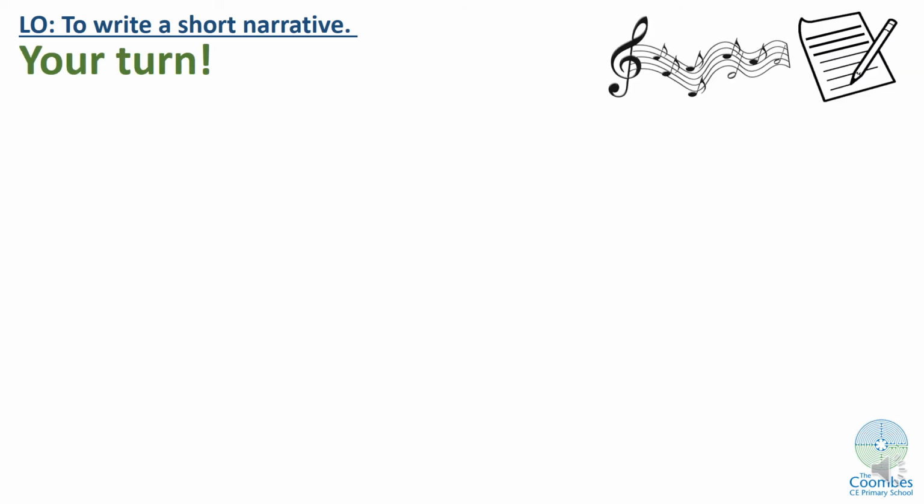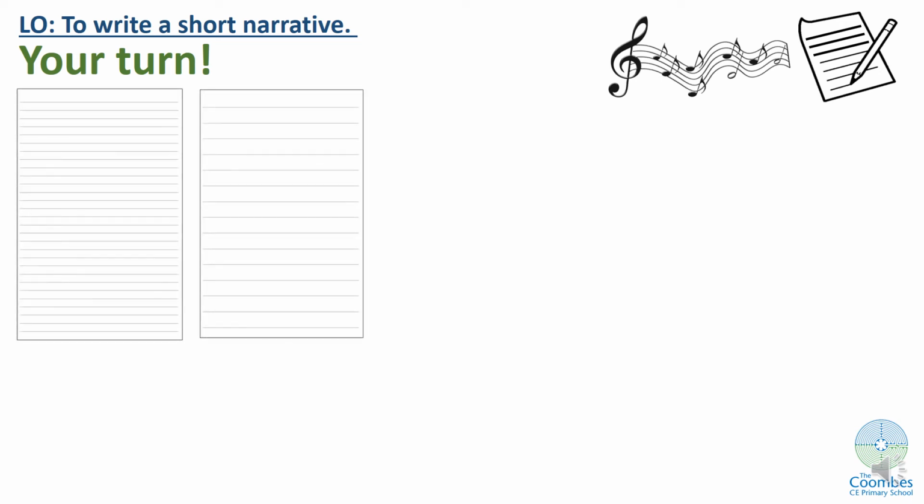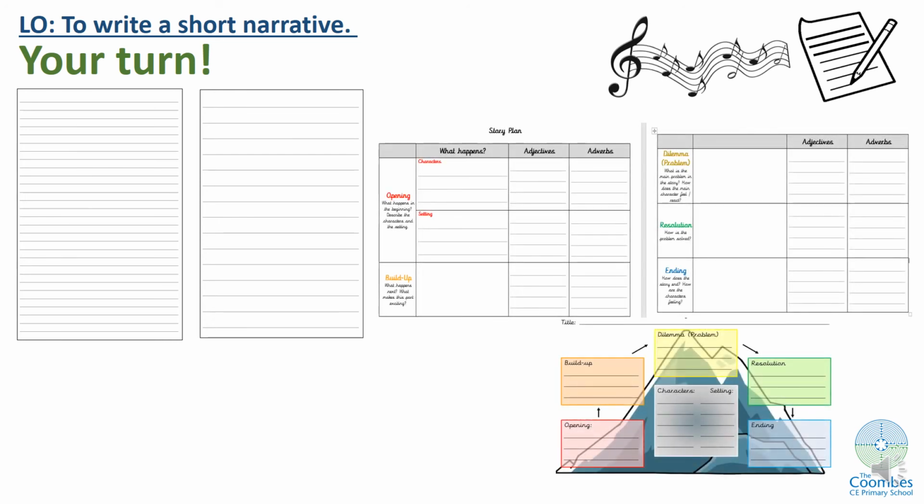But now it is your turn. So what you need to make sure you do is that you get some paper ready. So there are some templates available. There's a bigger lined one and a narrow lined one, and you can choose which one is better. Or you can write on some paper of your own. You also need all of your plans because that has all of the information that you need to write about.